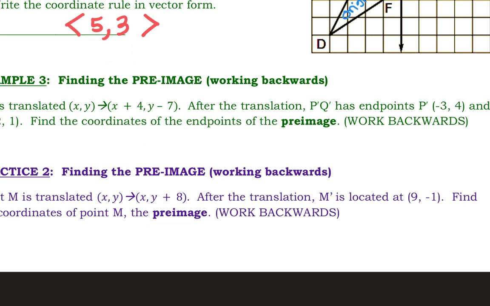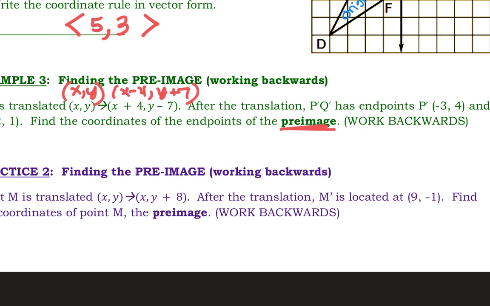All right. In example 3, it says finding the preimage. So here's the rule that they used: X plus 4, Y minus 7. It says here are the new points, here's the image. The question is, what were the original points? What was the preimage? So what do y'all think we need to do to figure out what that original image was? Opposite of what it's telling us to do. So what would be the opposite? -4 and +7.